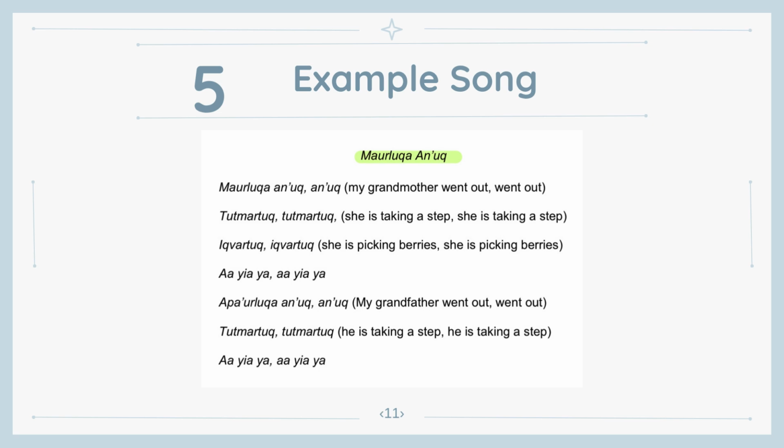So here's an example song. You have the Yupik on the left, the English on the right, and they're pretty simple. I mean, my grandmother went out taking a step, picking berries. What's nice about this structure, though, is it allowed the students to co-create these stories. So they could pick any family member and learn those familial terms through this story and through this dance and through this song.